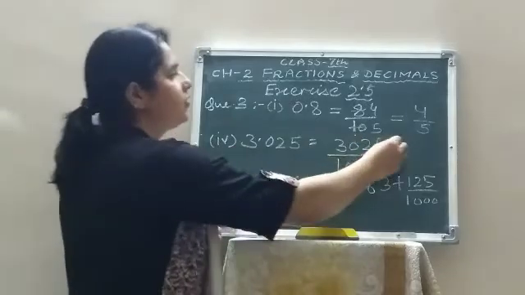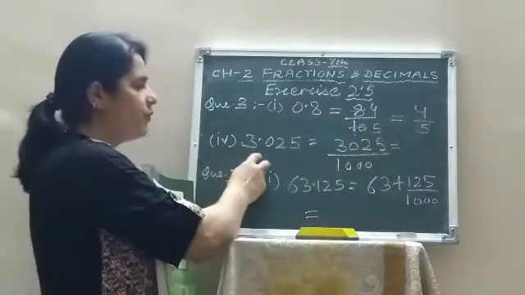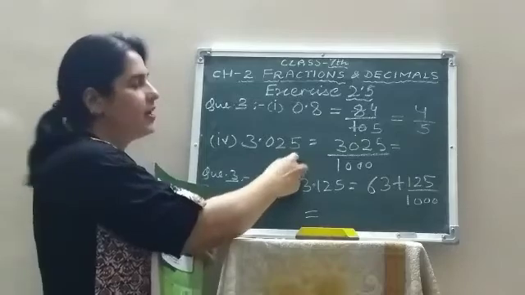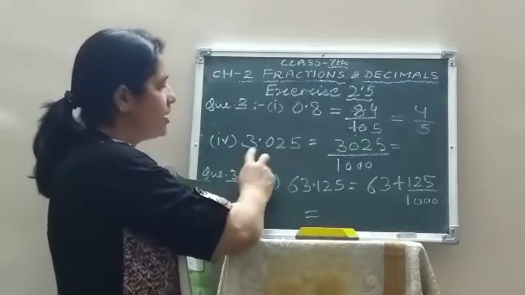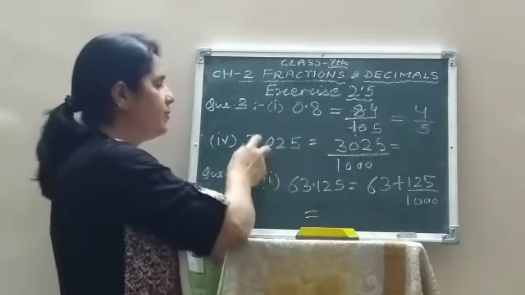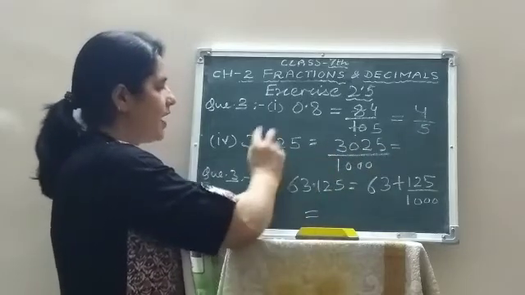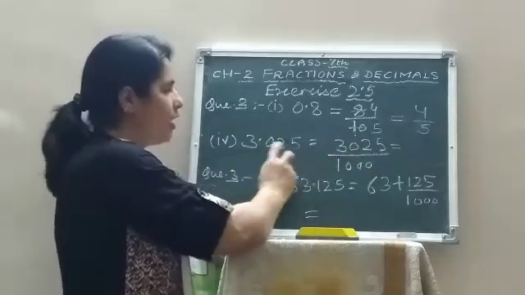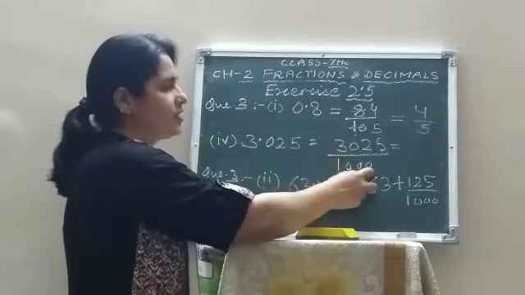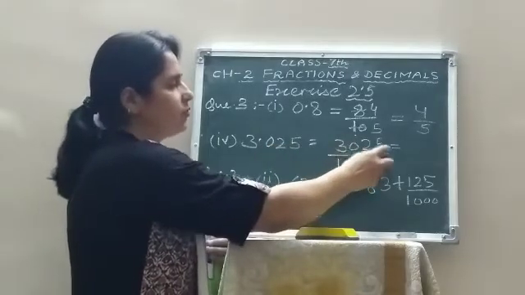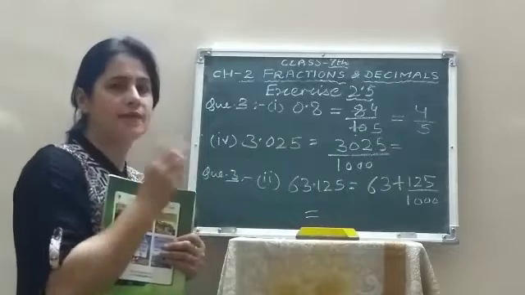Same way now I'll do the fourth part. 3.025 equals 3025. You will write the number without this point. Then upon 1, and how many digits are there after the point? 1, 2, 3. So we will put 3 zeros. So it becomes 3025 upon 1000.